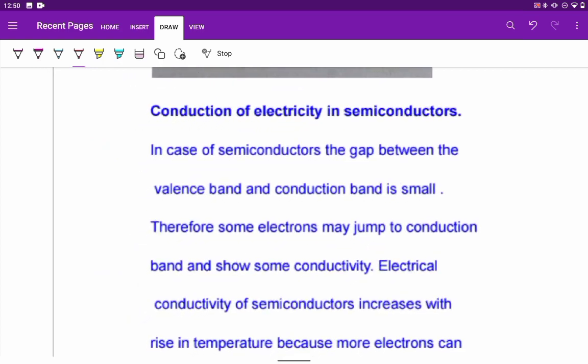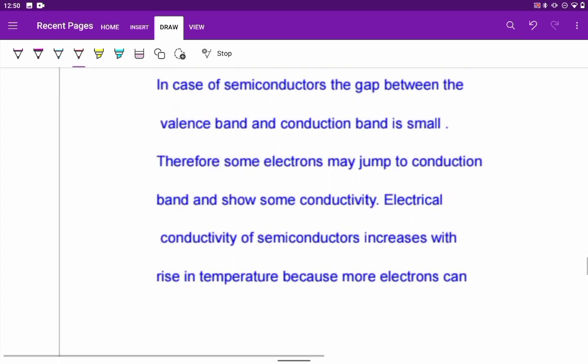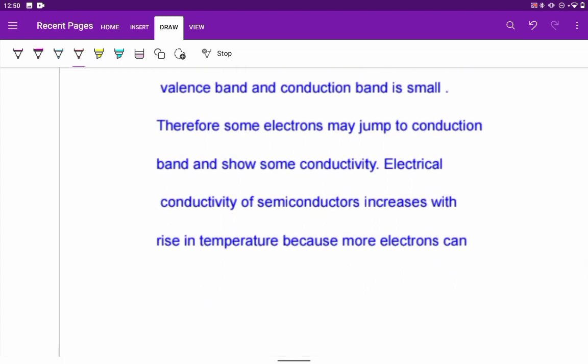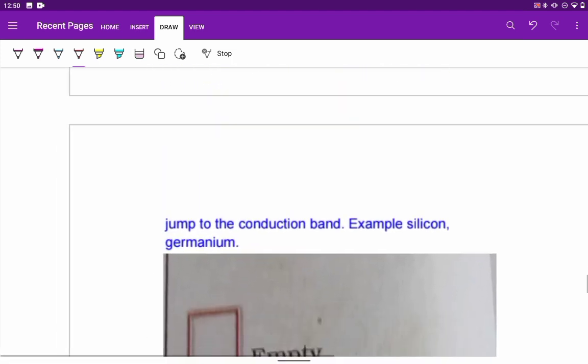Next we have to see in case of semiconductors. In case of semiconductors, the gap between the valence band and the conduction band is small. There is a small energy gap. So some of the electrons can jump to the conduction band, and when the electrons are able to jump to the conduction band, they show some conductivity. The electrical conductivity of semiconductors will increase with the rise in temperature, because when the temperature rises, more electrons can jump to the conduction band.